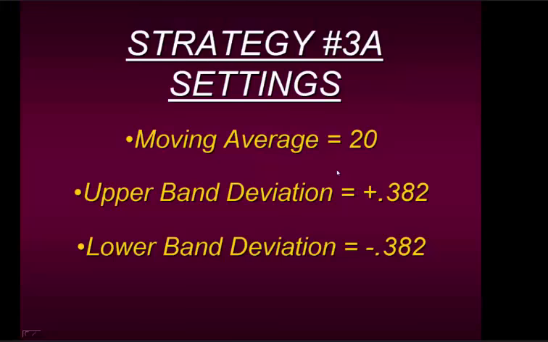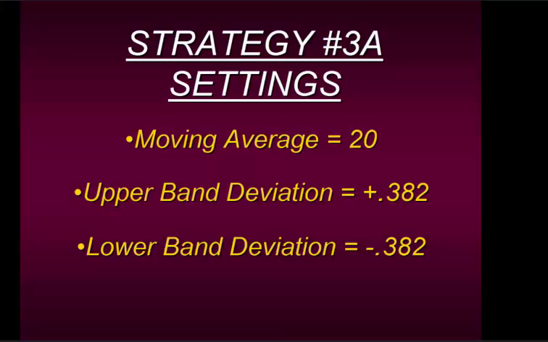Here is how we're going to change them. We're going to keep the moving average, the middle line, at 20, but we're going to change the deviation. We're going down, okay? So in other words, rather than have them set at +2 and -2, we're going to go down to fractions. We're going to have the upper band deviation set at +0.382, and the lower band be the opposite, just to the downside, at -0.382, okay? So it's a fraction. It's not going to be a full whole number. +0.382 and -0.382.